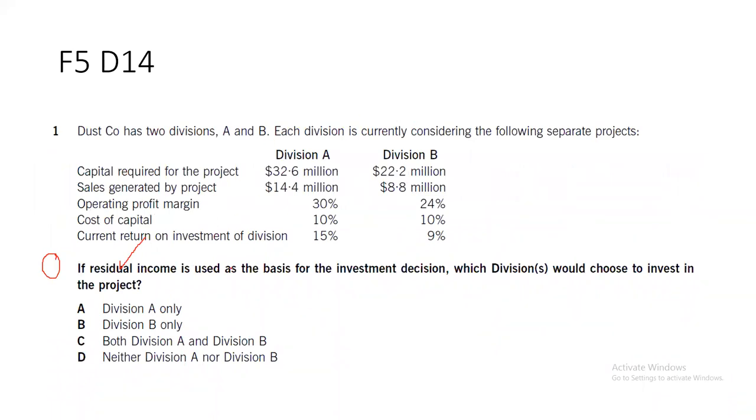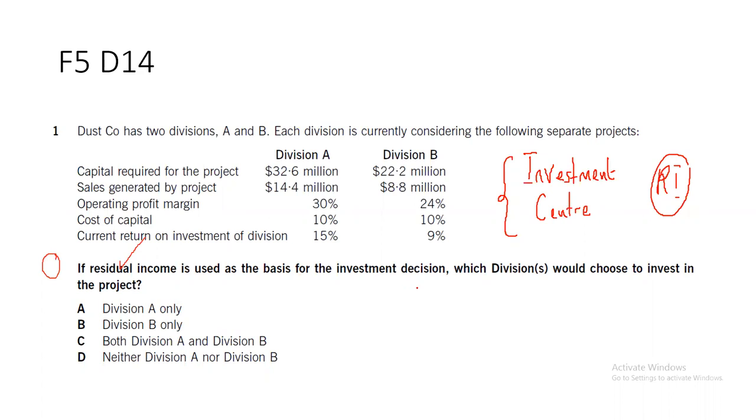Here we are. The other KPI that we use for investment centers, if you've got an investment center, the other KPI that you are going to use for this is residual income. So we want you to calculate residual income here. So we've got that question there.